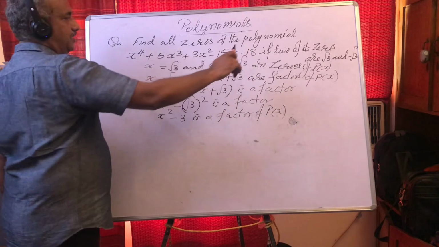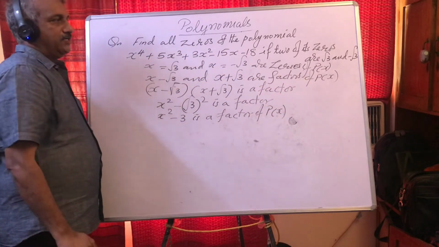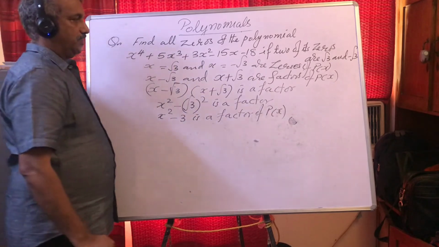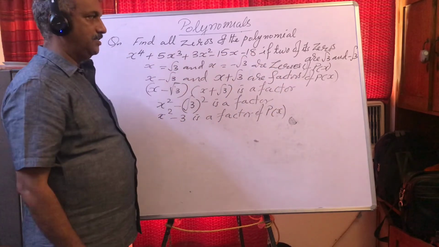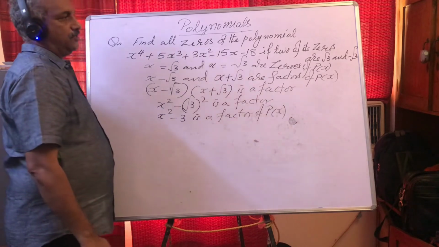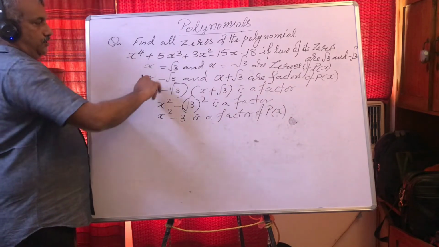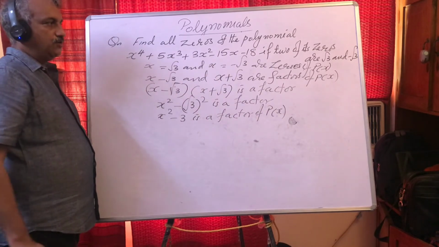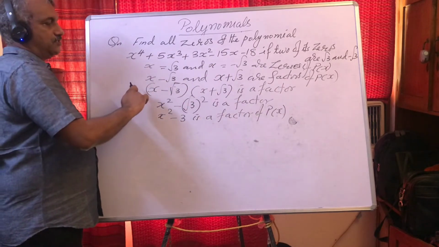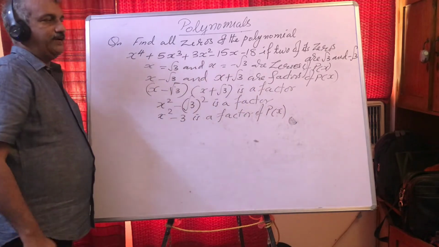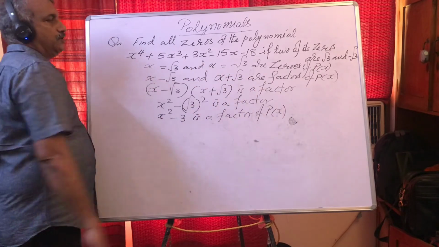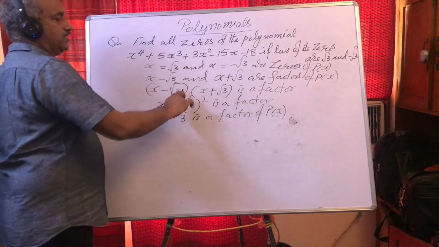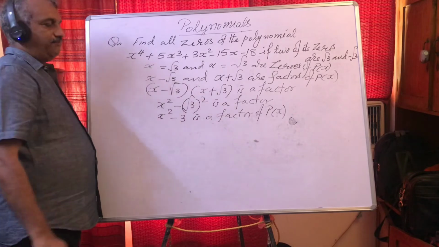I'm going to rub the board. I'll tell you once again. Question is find all zeros of this polynomial x raised to 4 plus 5x cube plus 3x square minus 15x minus 18 if two of its zeros are root 3 and minus root 3. So x is equal to root 3 and x is equal to minus root 3 are zeros of p of x. So x minus root 3 and x plus root 3 are factors of p of x. Now 2 and 3 are factors, means 2 into 3, 6 is also a factor. So x minus root 3 into x plus root 3 is a factor.